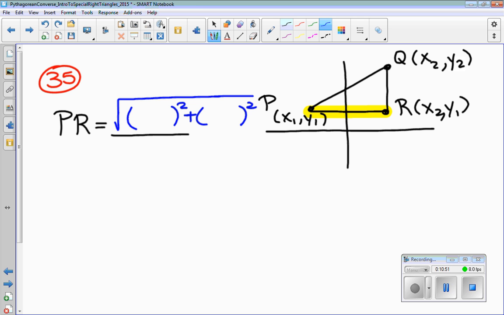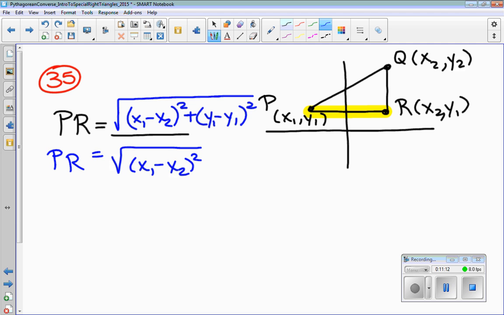So if we say x1 minus x2, y1 minus y1. What do you notice about y1 minus y1? Isn't that just 0? So isn't it just this? Right? Would you agree with that? Well, the square and the square root undo each other. Do you agree with that?